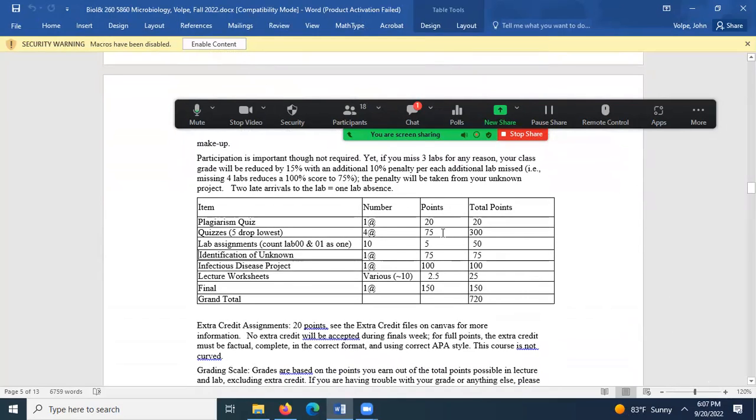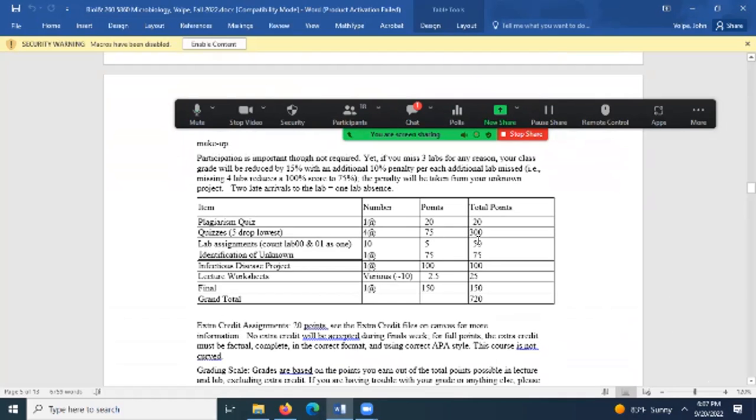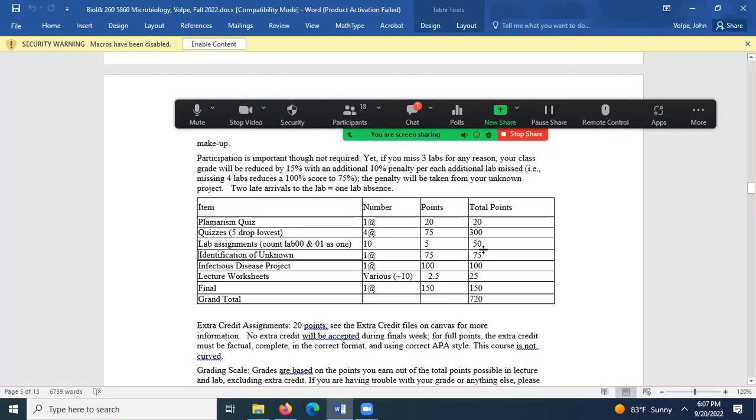So 20 points for the plagiarism quiz, 300 points for the quizzes, 50 points for the lab assignments, that's the lab worksheets. The identification of the unknown project, 75 points. The infectious disease project, 100 points. The lecture worksheets for 25 points. The final for 150 points. That's a total of 720 points.